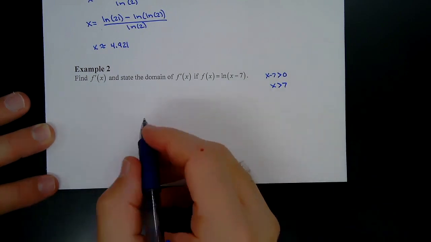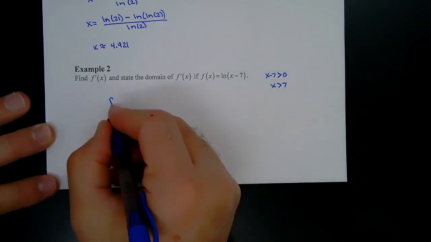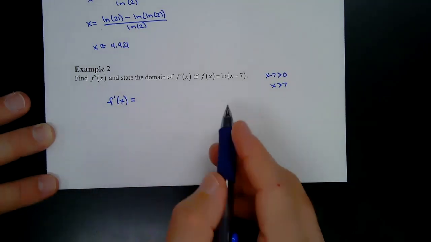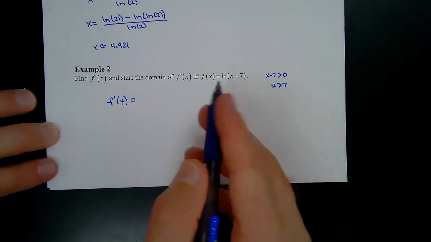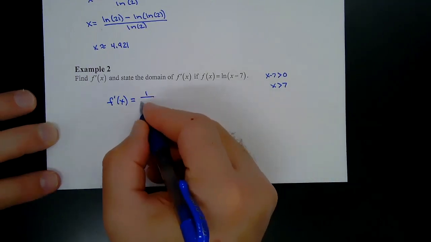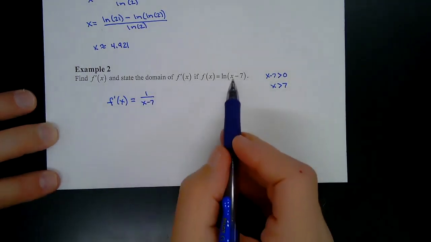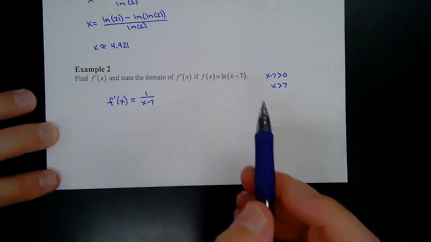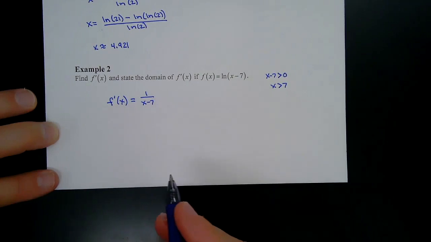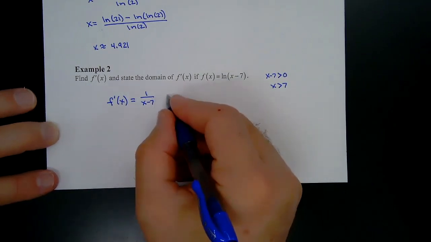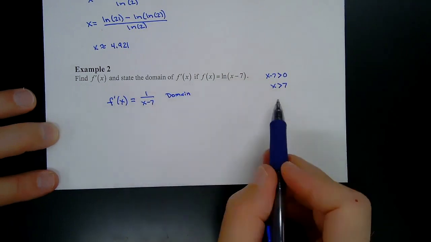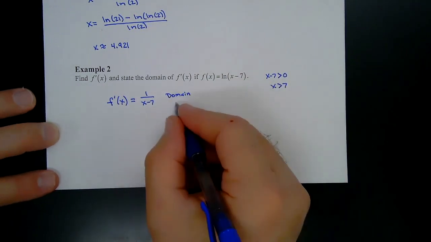All right. So now because of that, we're going to take the derivative. So f prime of x is equal to 1 over x minus 7 times the derivative of the inside here, which would just be dx over dx, which is 1, right? So that's it. It's 1 over x minus 7. Now the domain for this, and I would just write with inequalities, is this. X has to be greater than 7.